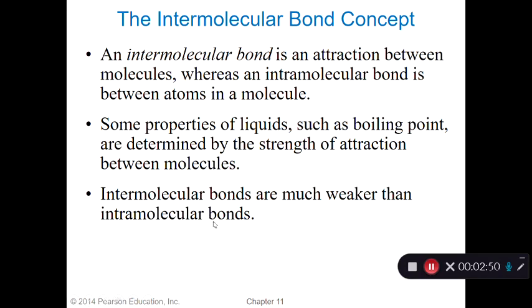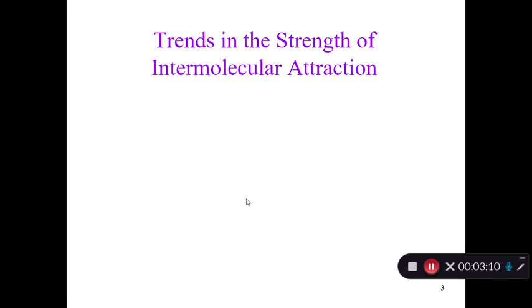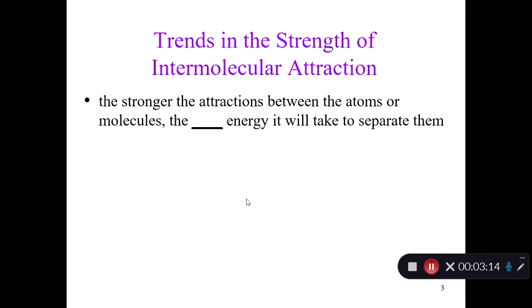Again, when we say bonds, we are talking about attraction between two atoms, and whenever we say intermolecular forces, I prefer to call it an intermolecular force, it happens between two molecules. We are going to see how to find out the strength of any intermolecular force.